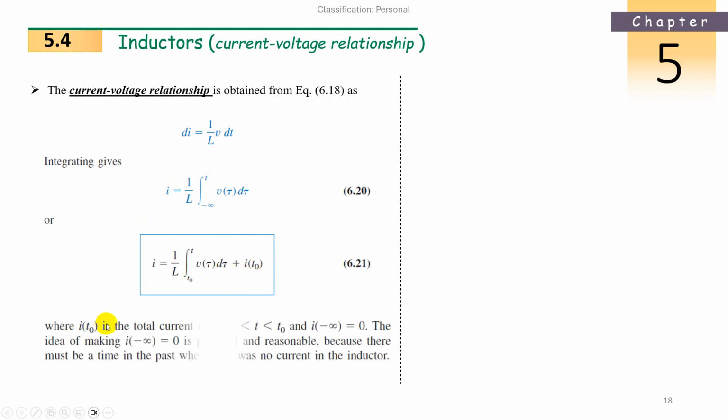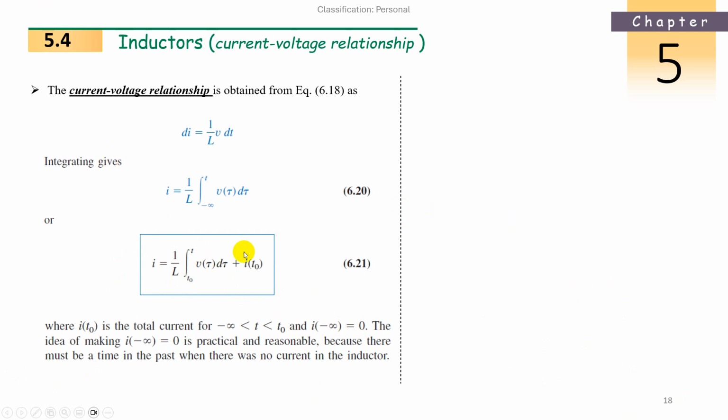But i of t0 is the total current from minus infinity to the initial condition, and at minus infinity, i of minus infinity is equal to 0. When it is manufactured, there is no charge inside the wire or inside the inductor, so it is 0.